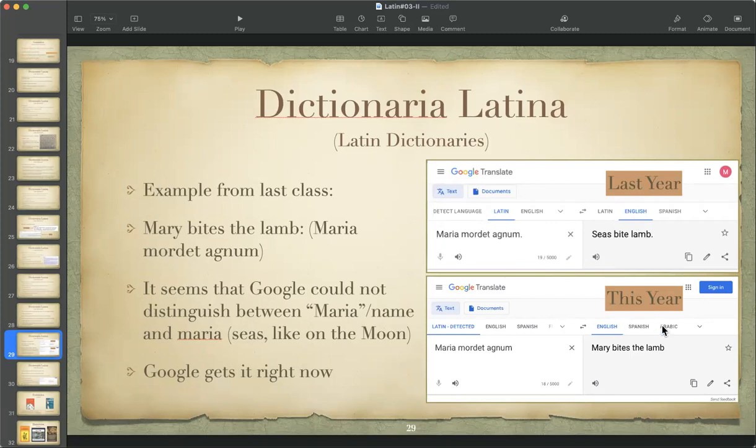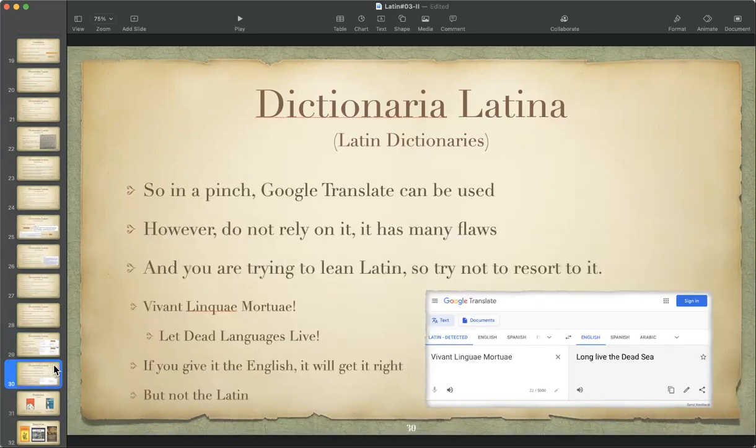Now, Google, I periodically go back and play with it. And this year I put in Maria mordet agnum. Mary bites the lamb. And I go, oh, wow. Hey, it got it right. That was kind of impressive. So it has improved a lot. I've given it a couple tests and it went from, let's say, a D- to maybe a C+. And that's pretty good improvement.